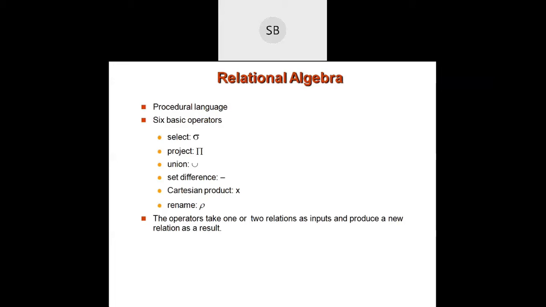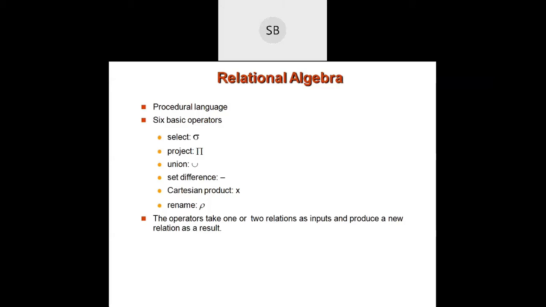Basically, relational algebra is a procedural language, and there are 6 operators in the basic operations. The first one is select, with the sigma notation, then project, with the pi notation, union with the union notation, set difference with the minus notation, Cartesian product with the cross notation, and rename with the rho notation. So these are the basic fundamental operations and operators present in the relational model.